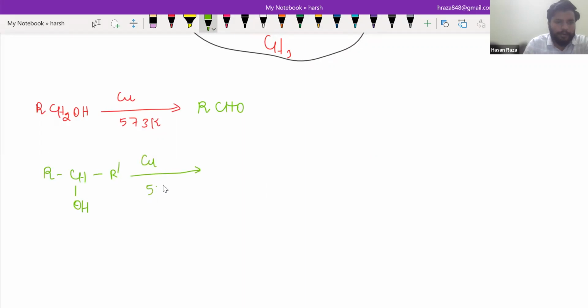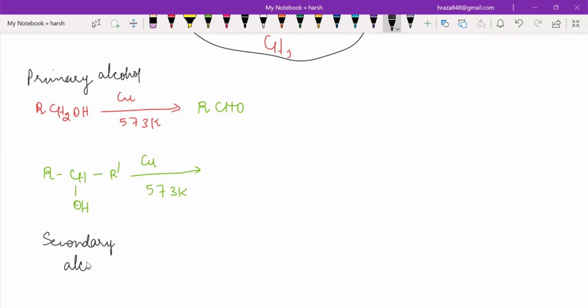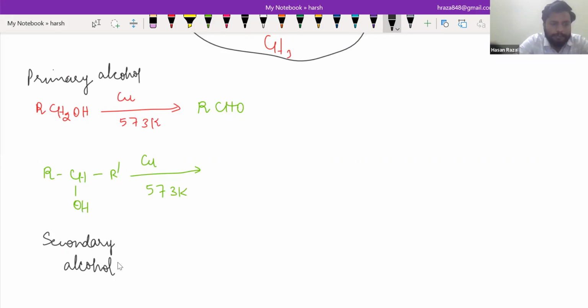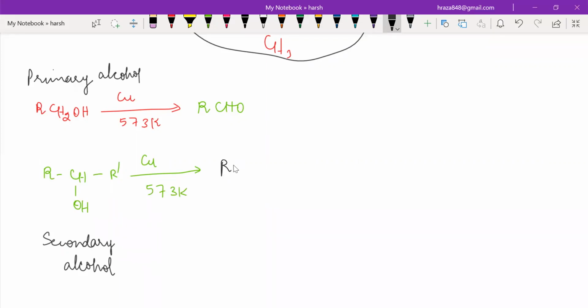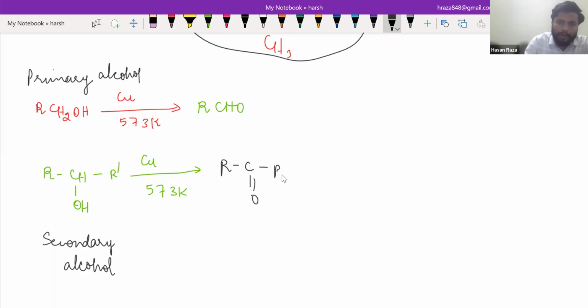and copper at 573 Kelvin, then this secondary alcohol, 2 degree secondary alcohol, what do you think? What will be the product, aldehyde or ketone? Can you tell me? So will it be ketone? Ketone, yes, it will be ketone. RC double bond O R dash.